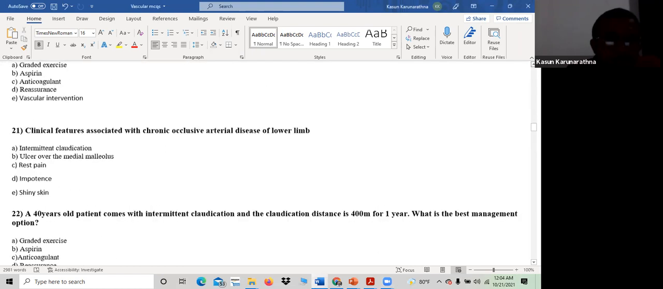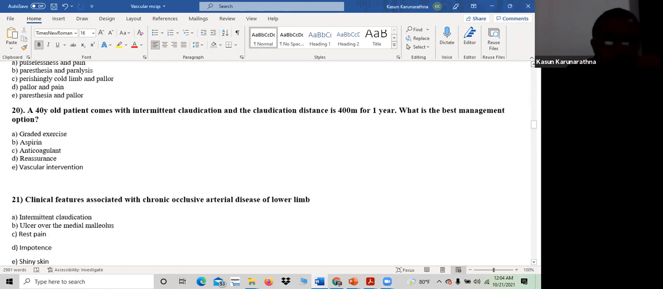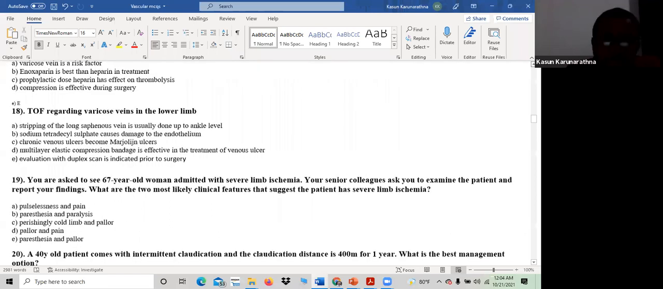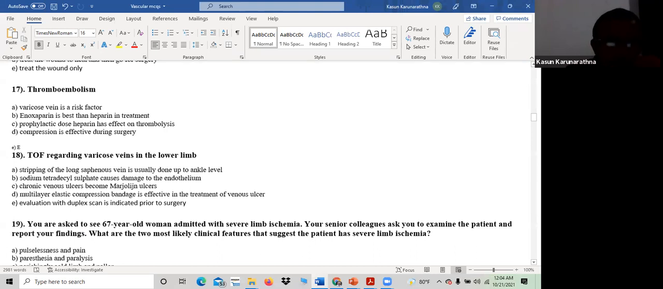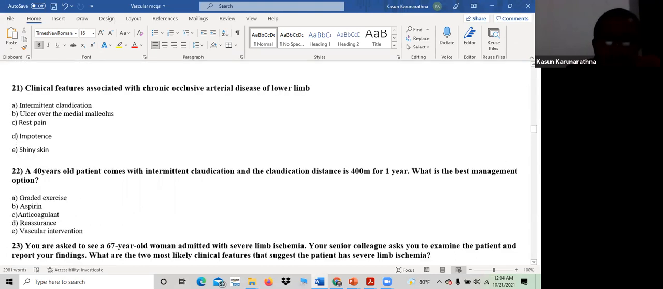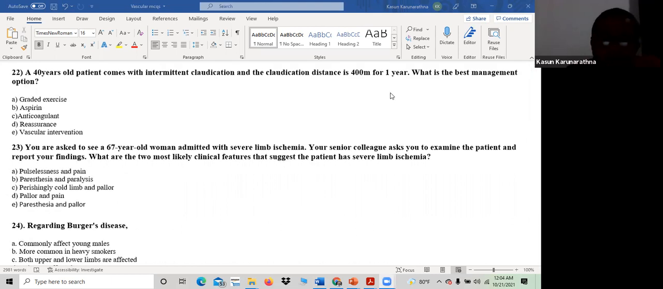This first one is chronic venous hypertension. It's a risk factor. This is stagnation, one part of Virchow's triad. 28.